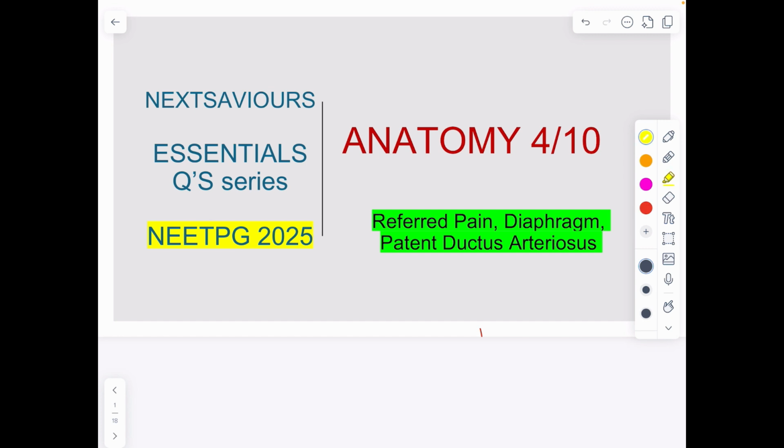Today we are going to have a discussion on a very important topic, which is referred pain, the questions on the diaphragm, the questions on patent ductus arteriosus and the neurovascular bundles in the ribs.